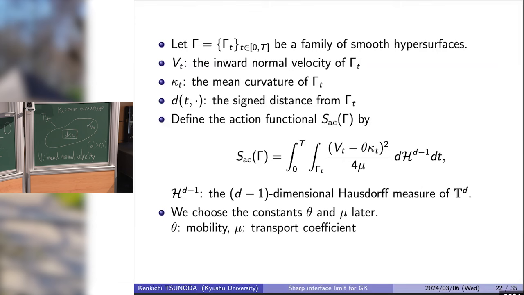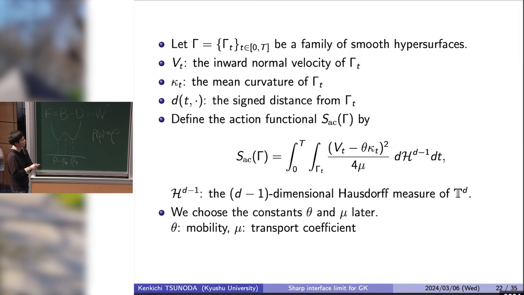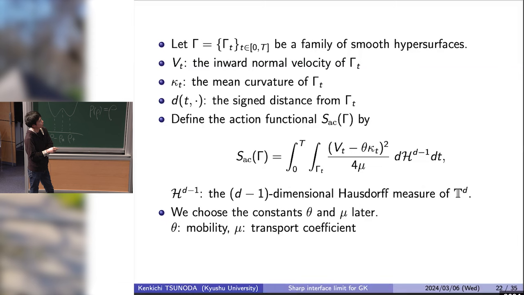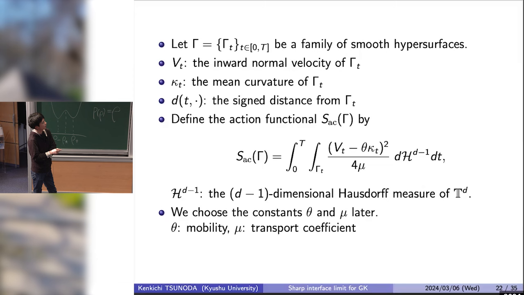And the limit functional is the following. We introduce this action functional, S_HC. For each hypersurface gamma t, we compute this quantity. We compute the inward normal velocity and mean curvature at each point. And mu and theta are determined later. Anyway, these are just constants.